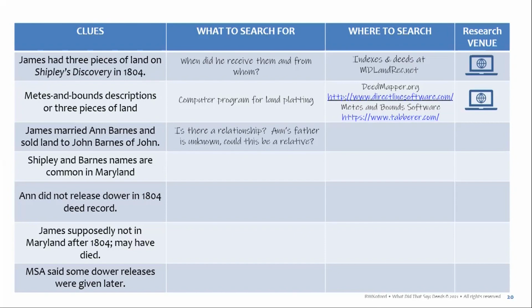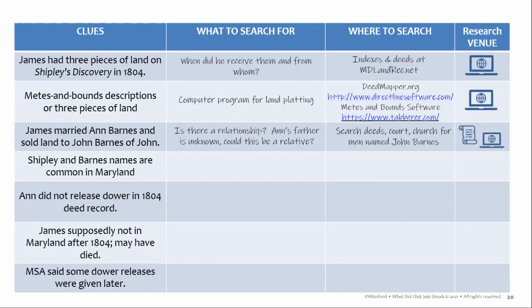So is there a relationship? Anne's father is unknown. So could this be a relative? I've really got to pursue this. I'm going to search deed, court, church records, and anything I can for men named John Barnes and be very careful that some of them could be not related. I'm going to have to do this carefully and pursue things that are offline and online.